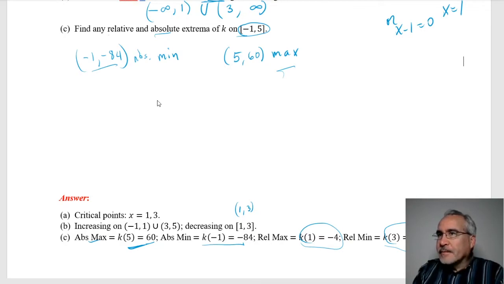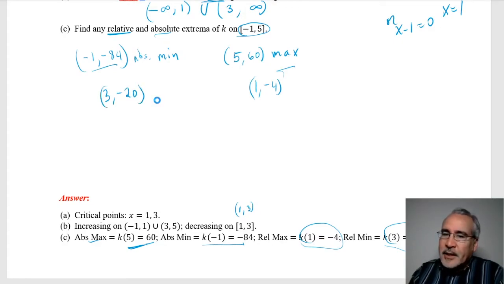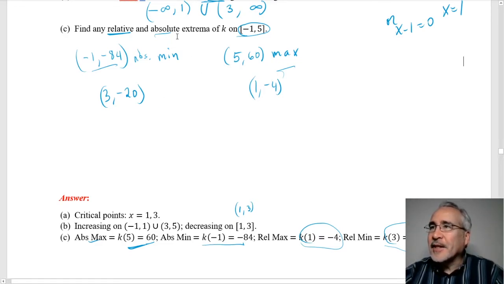Oh, it did ask for relative. Okay, so relative max 1, -4. I would have written it this way, and relative min 3, -2. So just make sure when you read a test question, you read it thoroughly. I was focused on the absolute rather than the relatives.